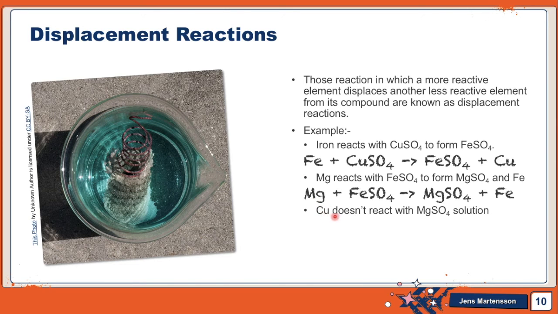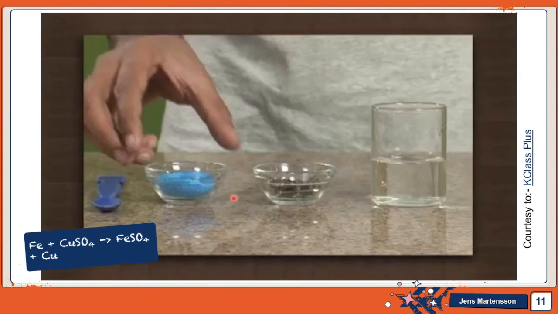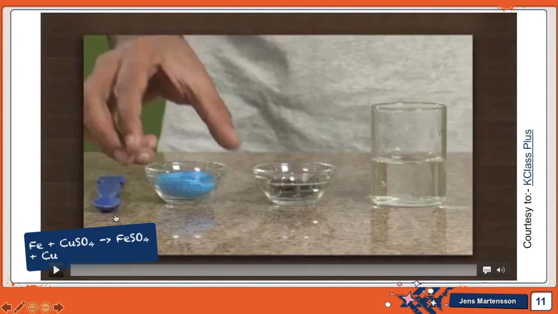So let's see a reaction in which a less reactive metal tries to react with a more reactive metal. So Cu tries to react with MgSO4 solution but gets no reaction. That's kind of sad. Let's see an example of Fe plus CuSO4 gives FeSO4 plus Cu. This is the most common example that you will get.